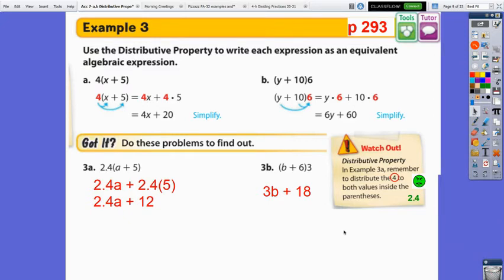All right, so that's the distributive property, the first part of the lesson here, the first topic in Unit 7. Whoops, there's more I forgot.